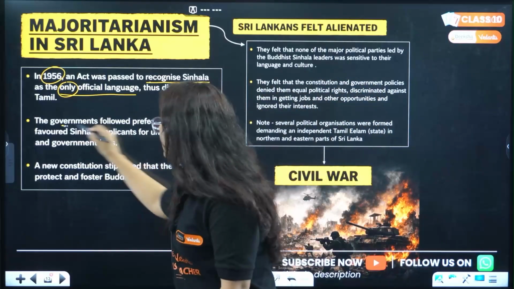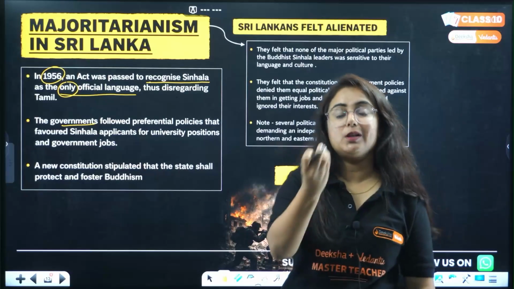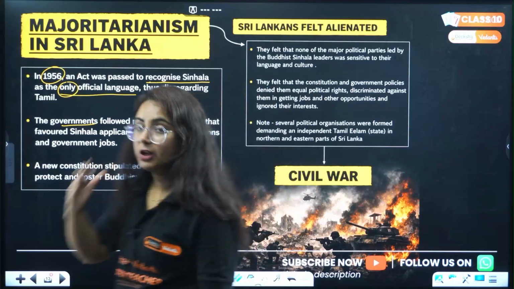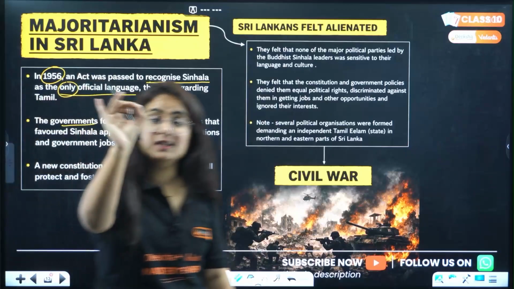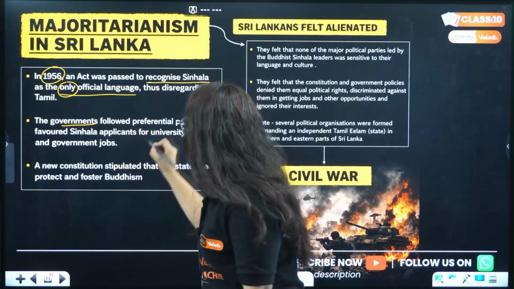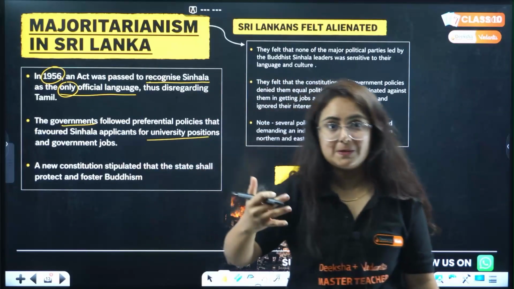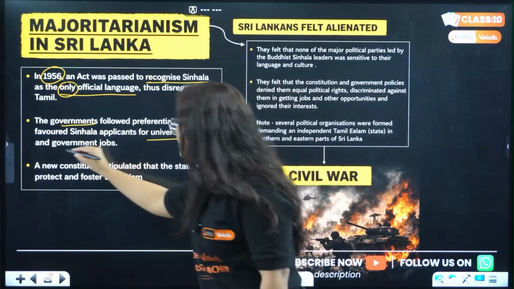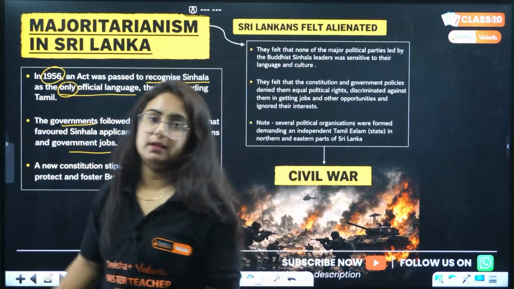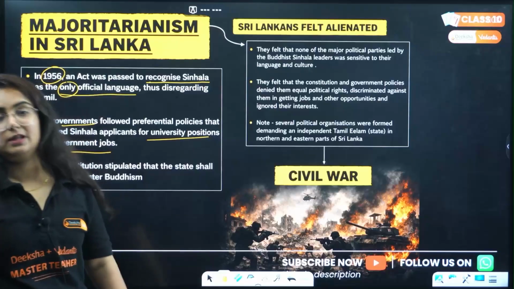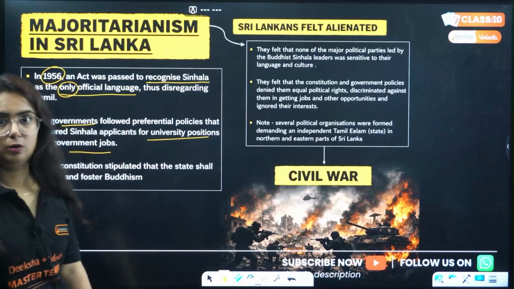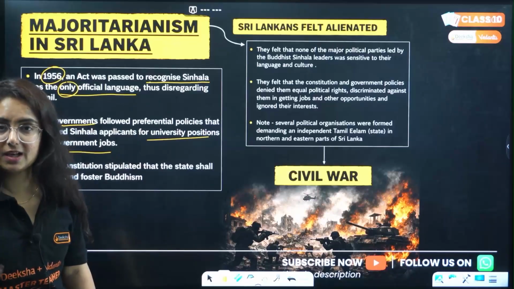Second, the government followed certain policies, whereby whenever any policy was made, preference would be given to Sinhala people, including policies regarding university positions, applicants, as well as government jobs. In this case, preference will be given to Sinhala people. Again, discrimination, total exclusion, right? The third thing, now this is extreme. Day by day, they are becoming extreme.